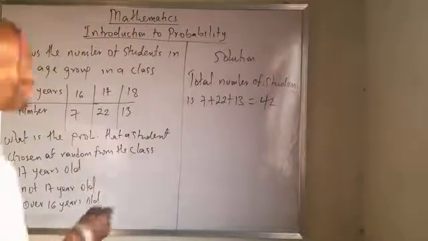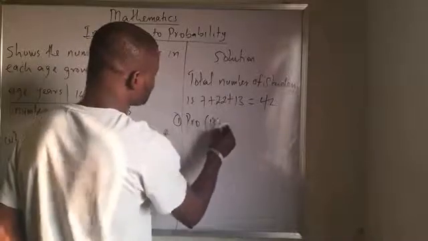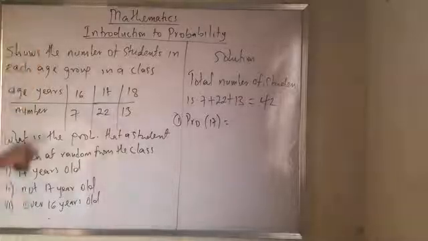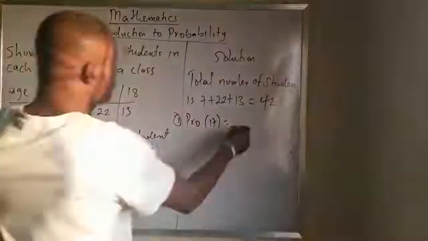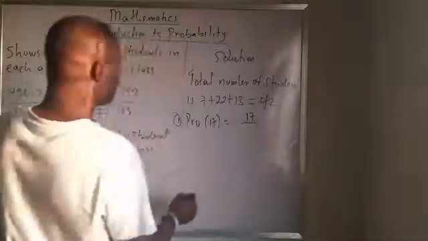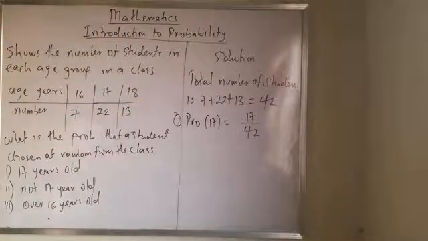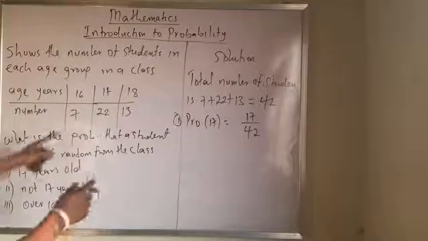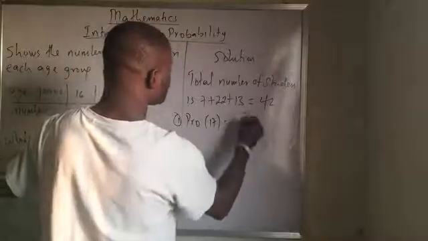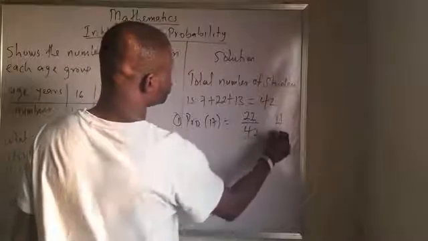Now I will move on to number 1, probability of 17. How many are in 17? We have possible outcome all over total outcome. It means 22 all over the total outcome, which is 42. Sorry for that. It is 22 all over 42, which is 11 all over 21.